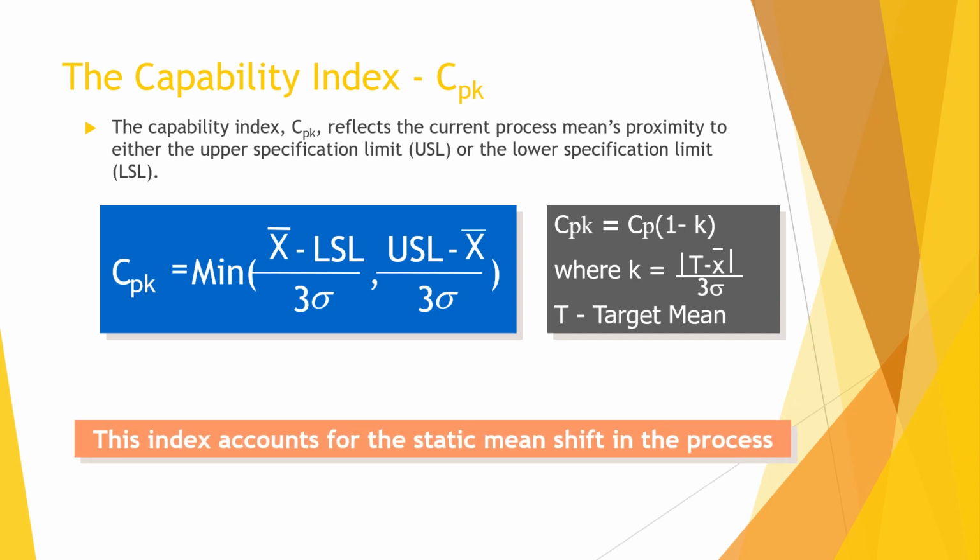This index accounts for the static mean shift in the process. And what I tell students is just play it safe. Look at all three of the indexes, because all three of them are tapping into whether a process is capable. And y'all know when you're looking at the graph and it's within those lines, you can visually see whether the process is capable or not.